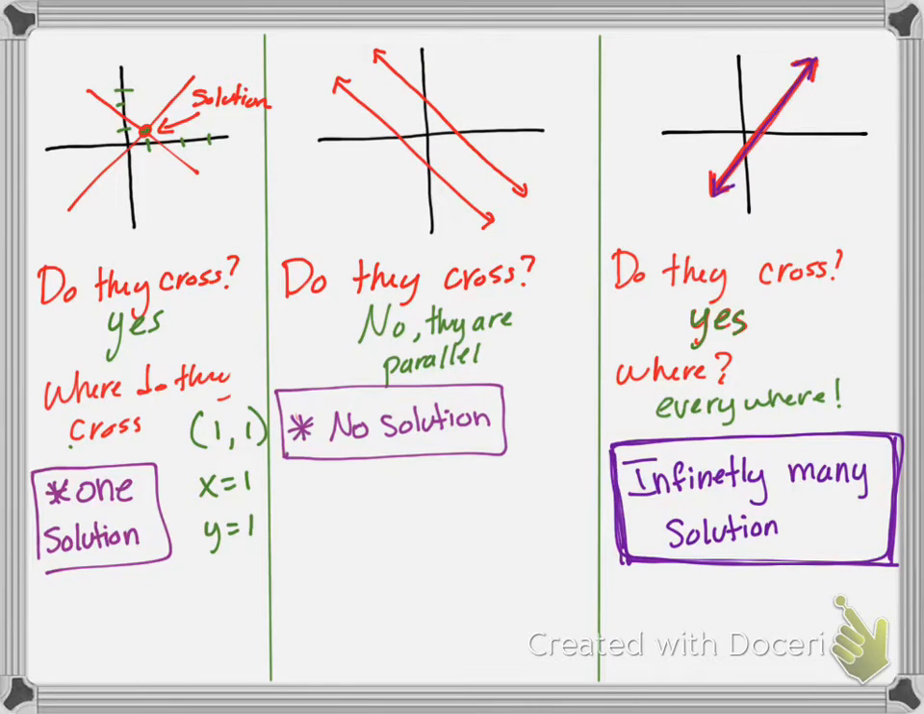So those are our three types of solutions. We have one solution where they cross one time and that's your one solution. You have no solution where they don't cross at all, and so you just don't have a solution. You don't have an answer. It's kind of like an undefined answer. And then you have two lines that are on top of each other and they cross everywhere, and you have infinitely many solutions.